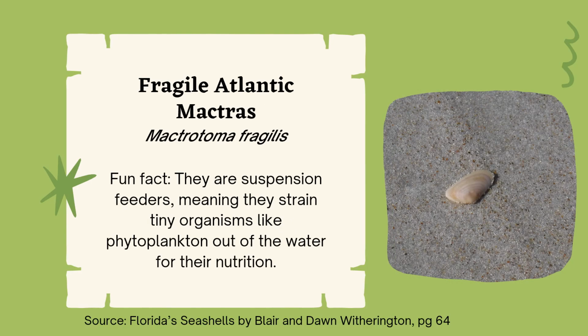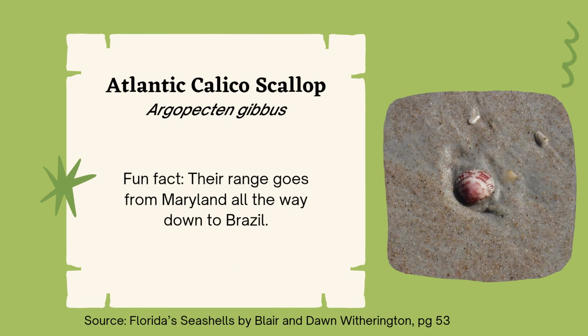Here is the fragile Atlantic mactra, or the Mactrotoma fragilis. And so this has a thin shell with an elongated shape and a cream color. And they are suspension feeders, which means that they strain tiny organisms like phytoplankton out of the water for their nutrition. Don't be too sad, but this is the last identification.